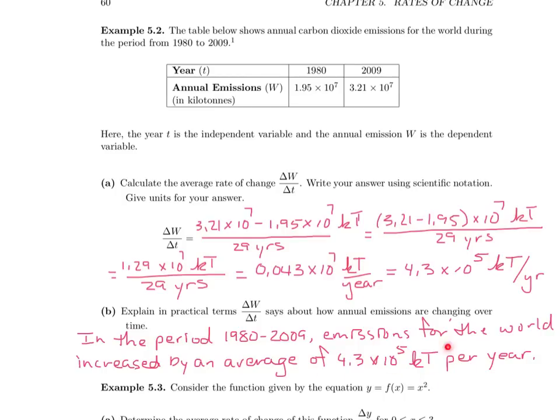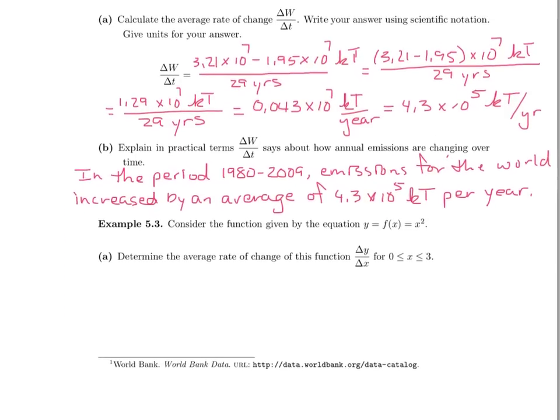How big is 4.3 times 10 to the 5th kilotons? Well, if you write this out in its full decimal form, you find that this is 430,000 kilotons. So this is to help you have some perspective as you think about what that number means. Let's go ahead and look at the next example.